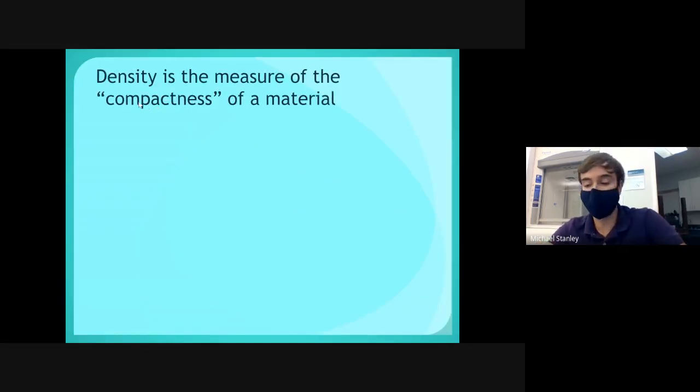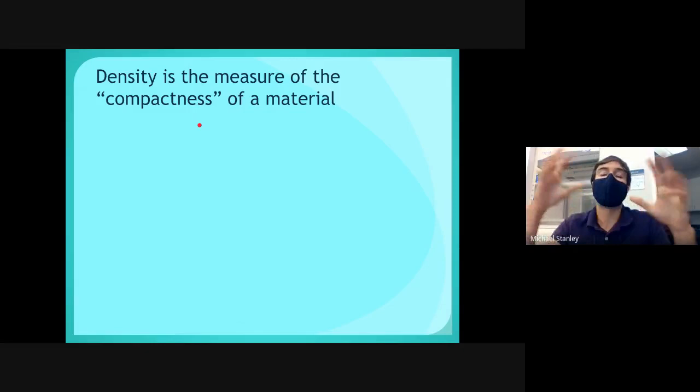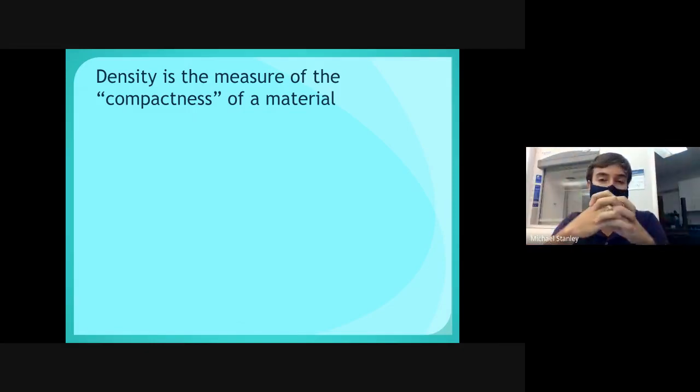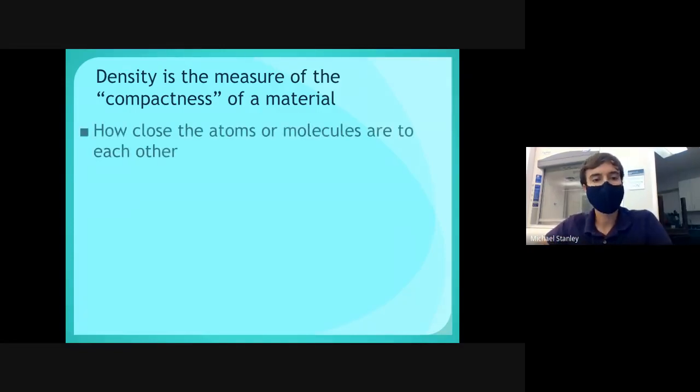Instead, density is what we can call the measure of compactness of a material. How compact, how tight together are the atoms and molecules in this substance? So the closer together, the more substance that we can fit in a certain area, the higher the density of that substance. The more compact our material, the more dense it will be.